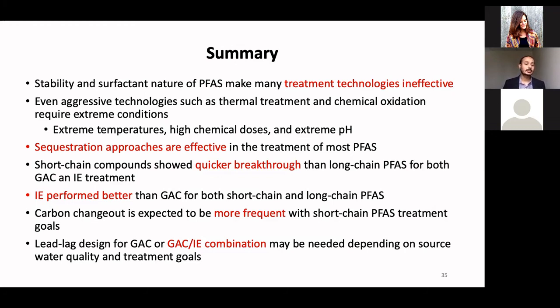For GAC treatment, it was shown that carbon changeout is expected to be more frequent if you aim to treat short chain PFAS. And typically a lead-lag design is required, or a combination of GAC and ion exchange resin may even be needed to achieve the treatment goals for short chain compounds.